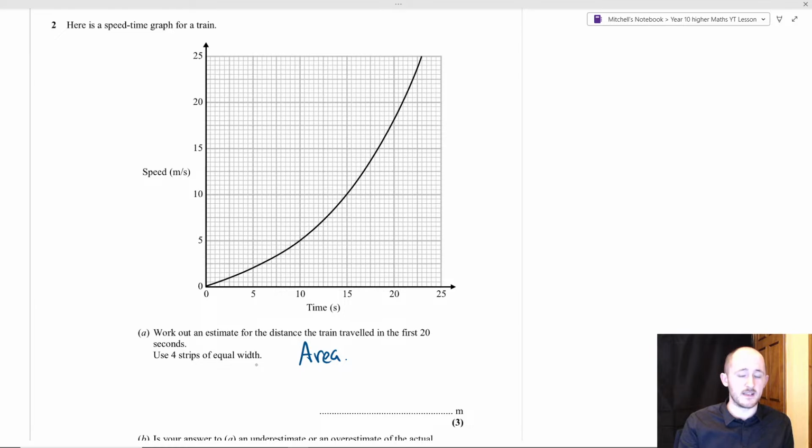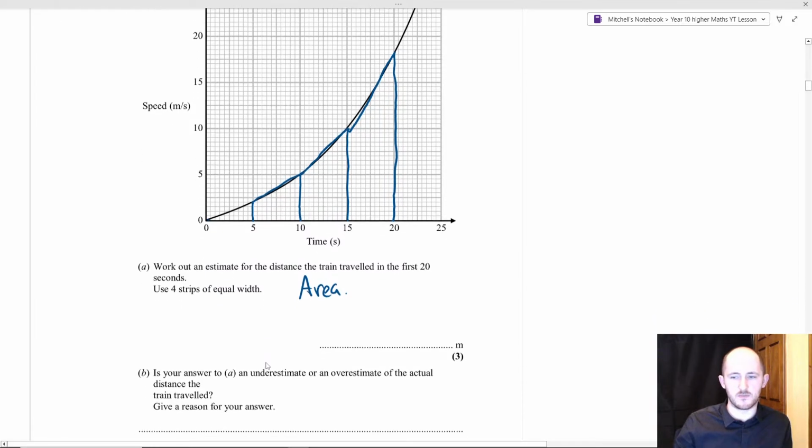I actually use trapeziums. But yes, so this is 4 strips of equal width. So we're going to do one every 5 seconds, right? So 1, 2, 3, 4. So what I mean by that is you have like a... Oh, for crying out loud. I really wish I could draw. Just imagine they're trapeziums, please. The first one is a triangle, though. I'll give you that. And then you just work out the area.